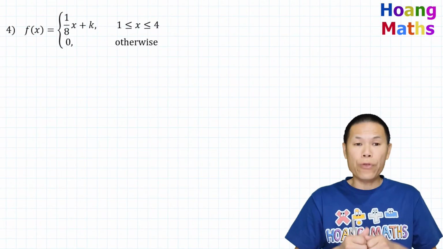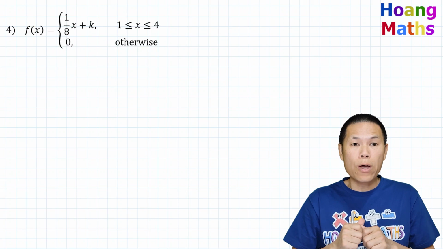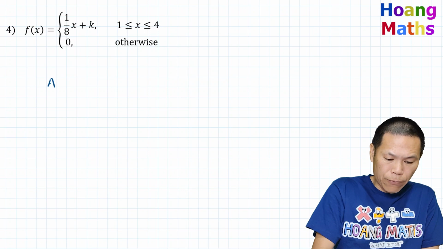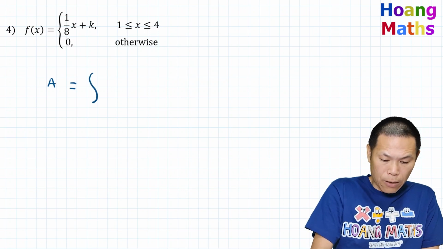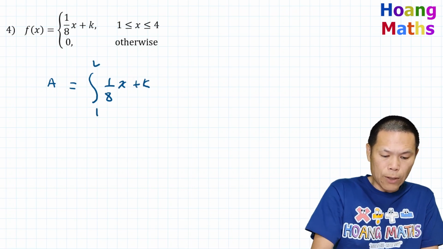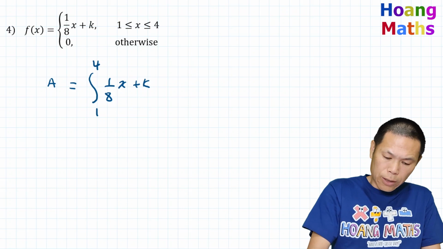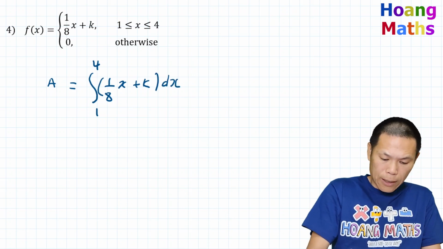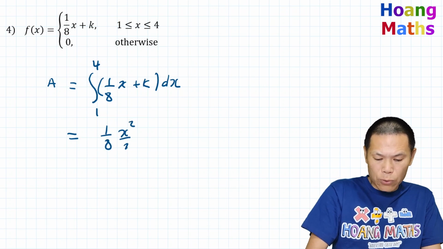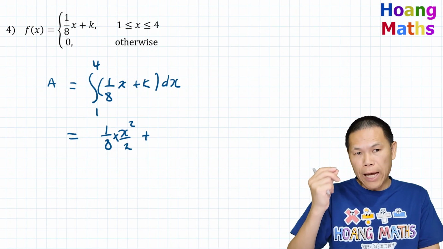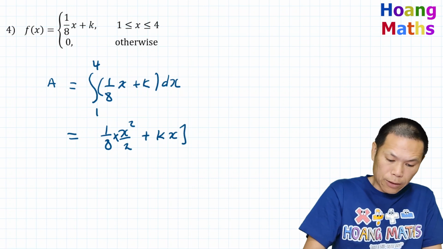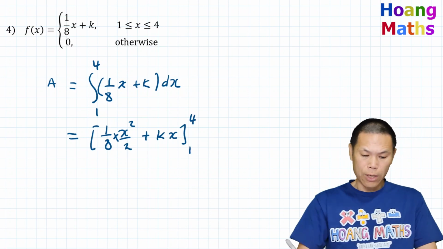Last one. So we know that the area from 1 to 4 must be equal to 1 for this function here. So we find the area of this first. That is the integral of 1 over 8 x plus k, from 1 to 4, with respect to x. So that will give me 1 over 8 times x squared divided by 2, plus kx, because k is a constant, from 1 to 4.